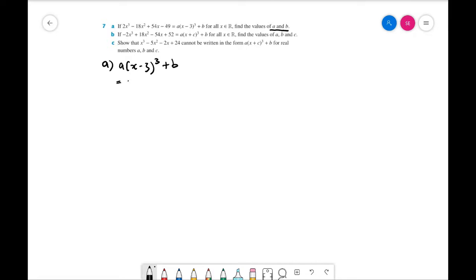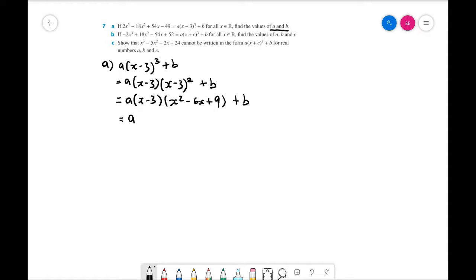Now, we can expand this bracket. Because the cube's a bit gross, so yes, I said gross. Now, we know how to expand a squared a little bit easier, so why don't we do that? So we've got x squared minus 6x plus 9, plus b. Make sure my 9 looks like a 9.